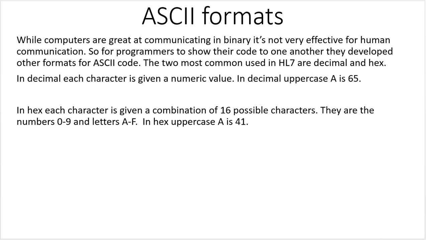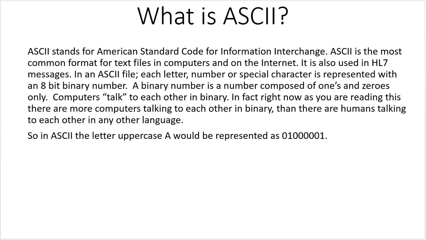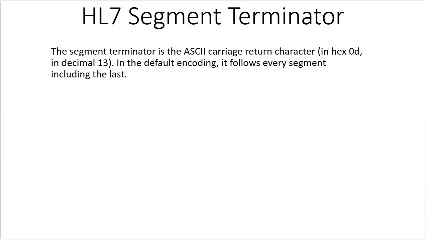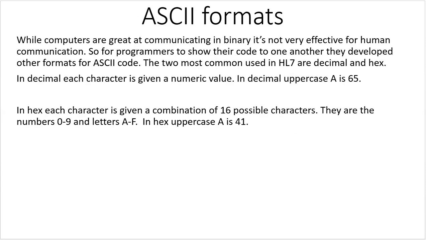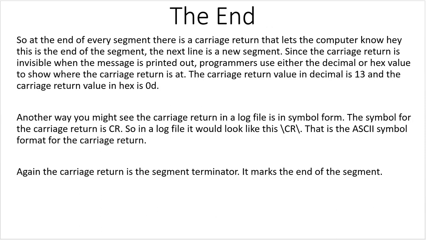So again, let's go back now that you know what hex and decimal are. The carriage return in hex is 0D. In decimal, it's 13. So, at the end of every segment, there is a carriage return that lets the computer know, hey, this is the end of the segment. The next line is a new segment.